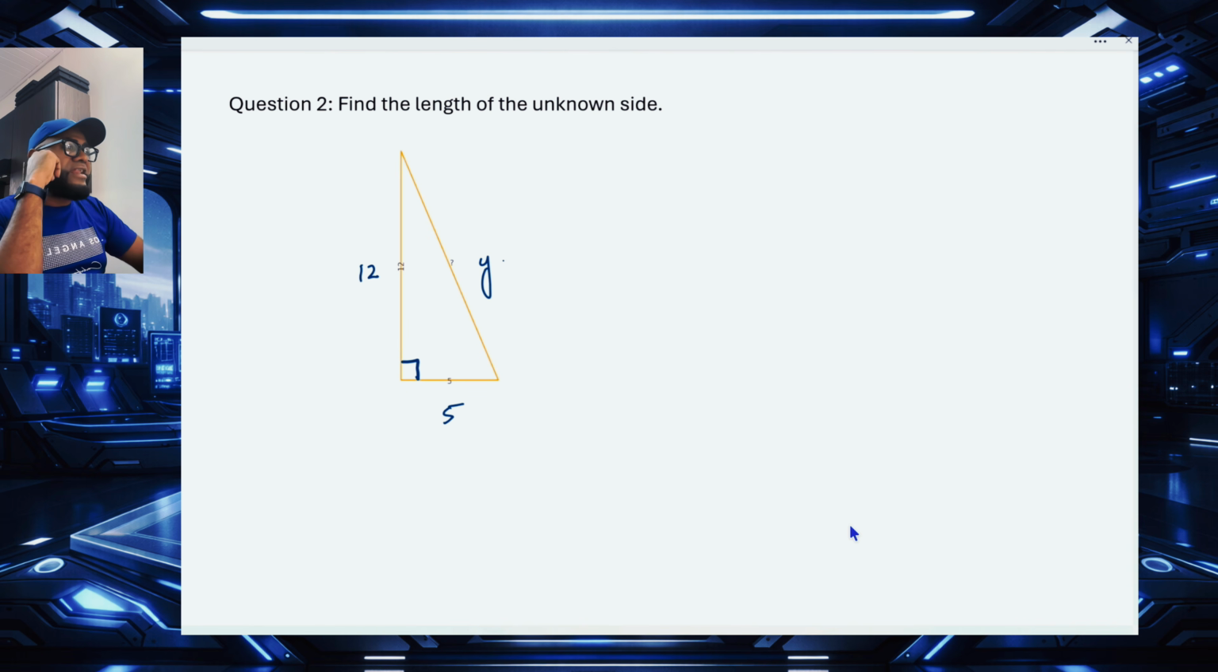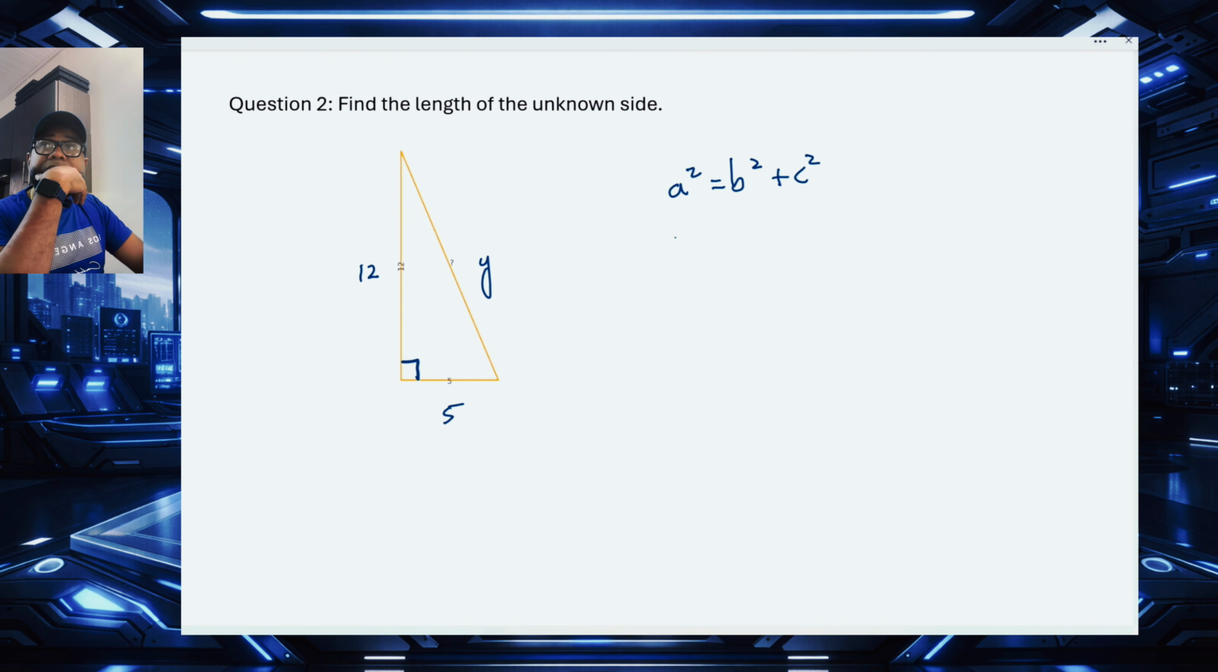They want you to find the length of the unknown side. Which side here is the hypotenuse? That's the main thing. Could you identify the hypotenuse? Y. What is the formula for Pythagoras' theorem? A squared is equal to b squared plus c squared. Pythagoras' theorem only applies to right angle triangles. Please stick that in your head somewhere. Pythagoras' theorem only applies to right angle triangles.